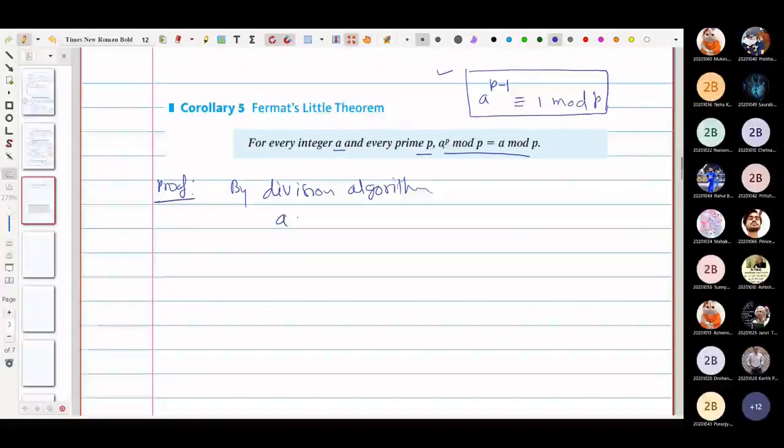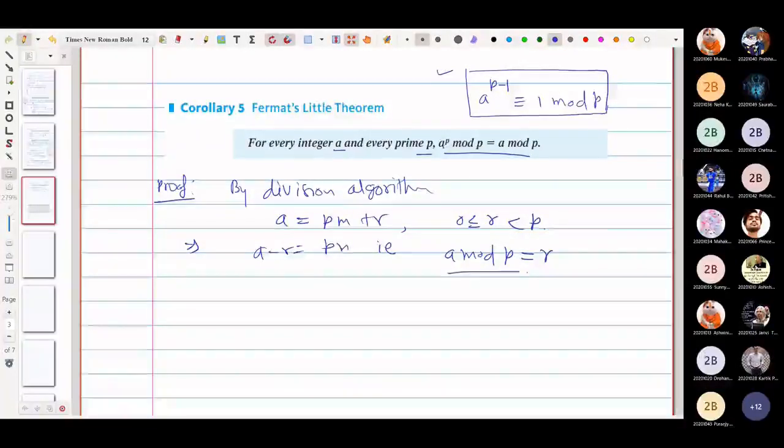By division algorithm, we can write a equals p times m plus r, where r is greater than or equal to 0 and less than p, because we are dividing a by p. So this would imply that a minus r equals p times m. That is what we mean to say, that a modulo p is equal to r.